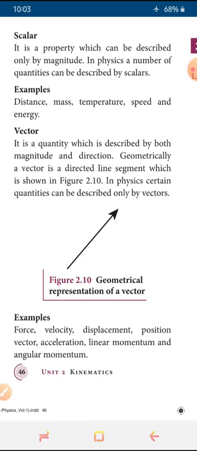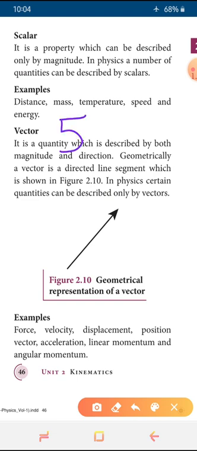We are taking any one example. For example, mass. So what is the quantity here? How much sugar we want to buy? 5 kg. Okay, so here we are writing, we are buying 5 kg of sugar.